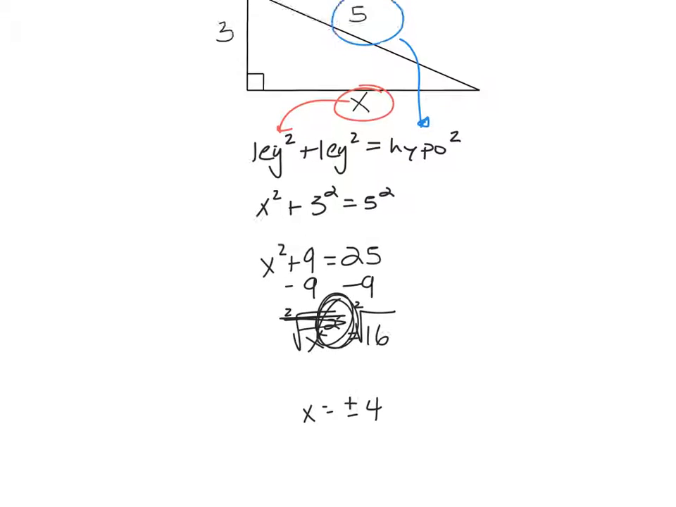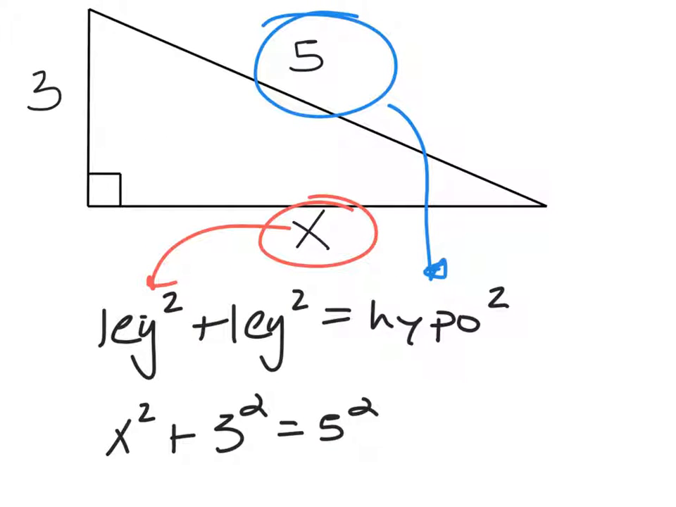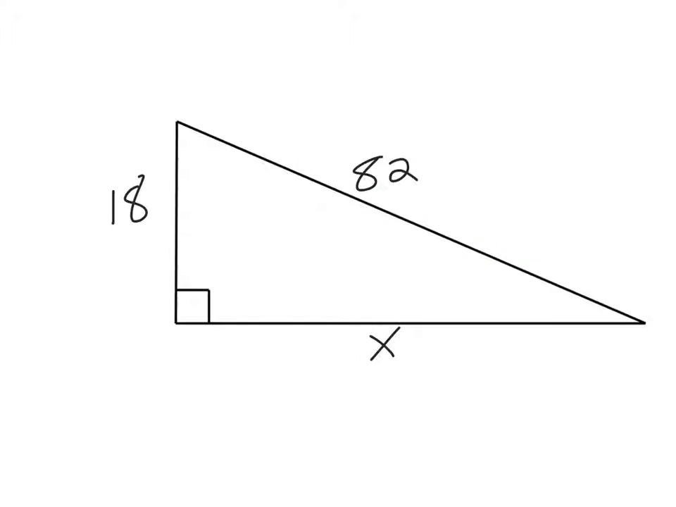But because we're looking at a length, it doesn't make sense to have my negative answer, so I'm only going to keep my positive answer, and x equals 4 is the answer. Cool, next problem. Why don't you try this one on your own and hit play when you're ready to check your answer.